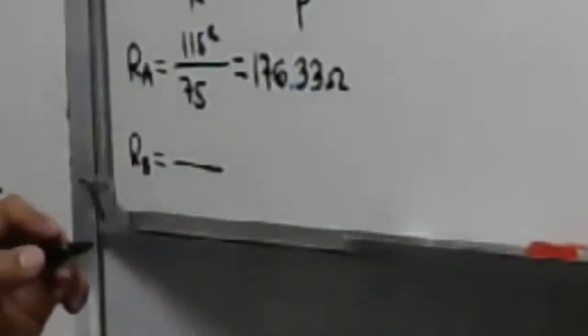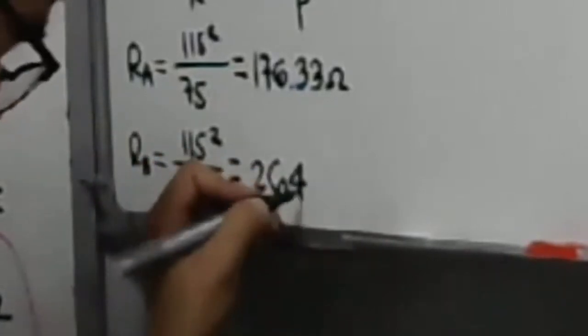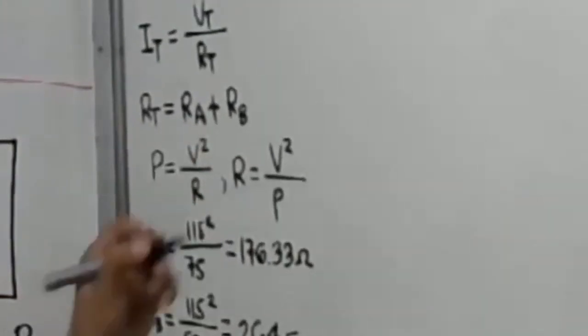What about our RB? What is the square of the voltage? 115 also, squared, and then we have 50 watts. So it is 115 squared, then divided by 50. The answer is 264.5. We said from this working formula that the total resistance is RA plus RB.